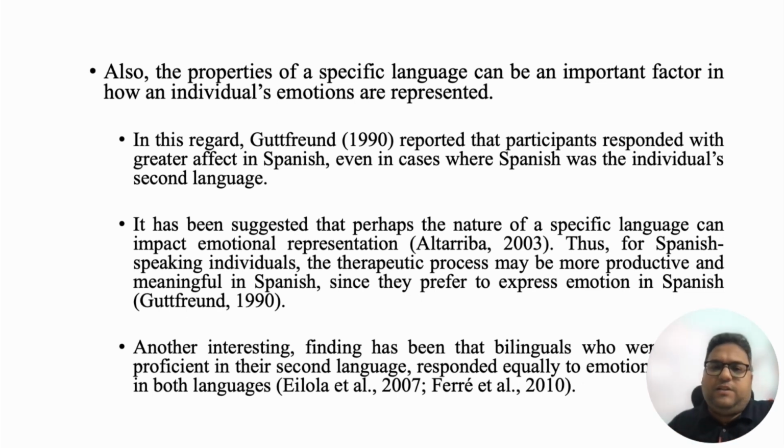I mean, one of the researches that I'm just citing is that for Spanish-speaking individuals, the therapeutic process may actually be much more productive and meaningful when it is done in Spanish, since these individuals also prefer to express themselves in Spanish.